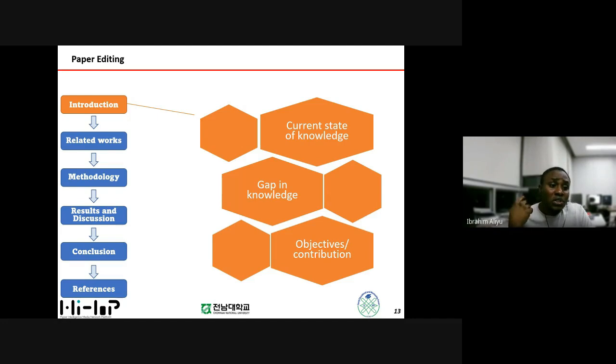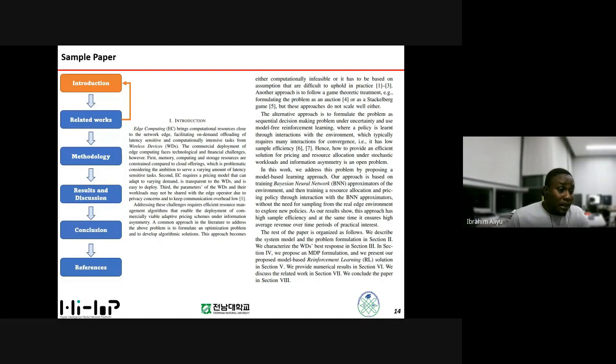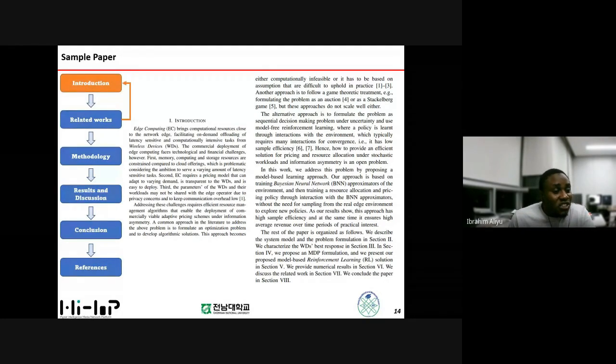So, an introduction consists of current state of knowledge, gap in knowledge, and objectives of your research. It can have other elements or group of elements among what is listed. But let me cite also an example here. You can see his first paragraph, he introduced it. Second, he mentioned that addressing these challenges requires efficient resource management. And then they confirm in literature what exists.